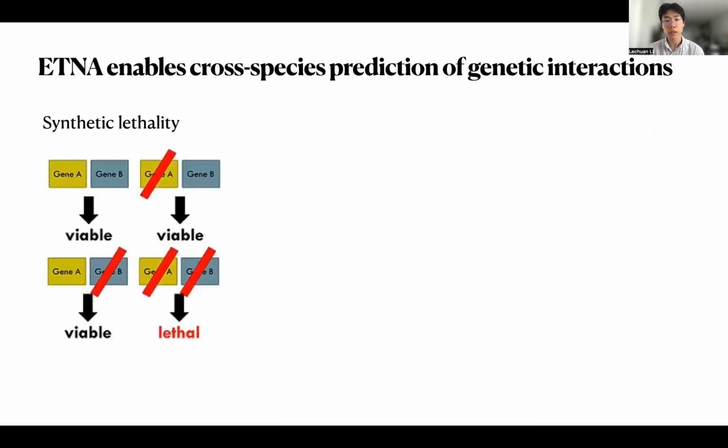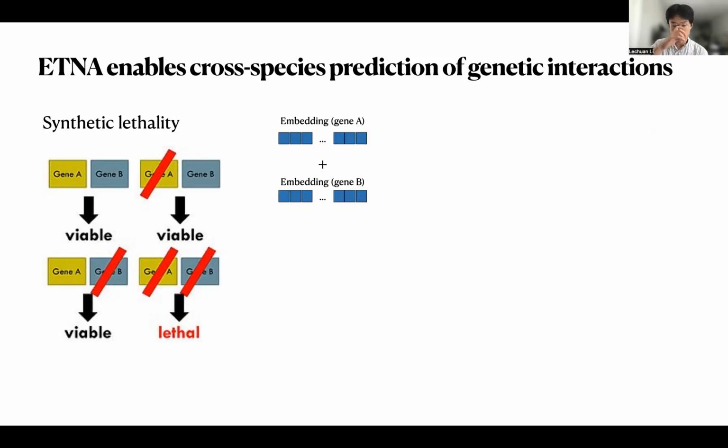And in the second evaluation, we are trying to use the joint embedding created by ETNA as an input for other machine learning algorithms to predict some more complicated gene relationships. And here we use genetic interaction, more specifically synthetic lethality, which is defined as when we perturb two genes, it will cause a lethal effect that perturbing either one of the genes alone won't show.